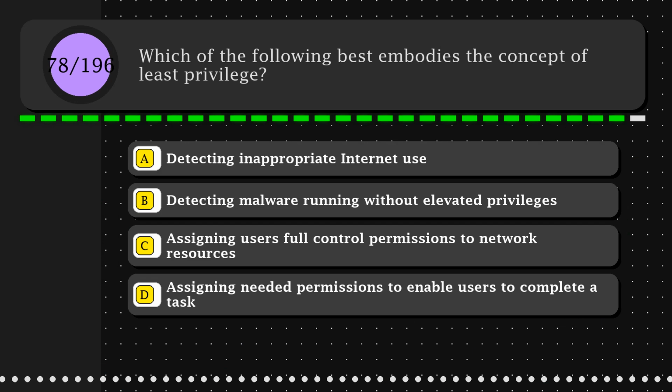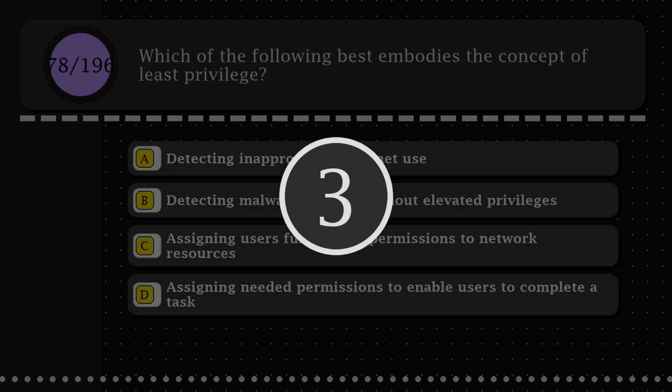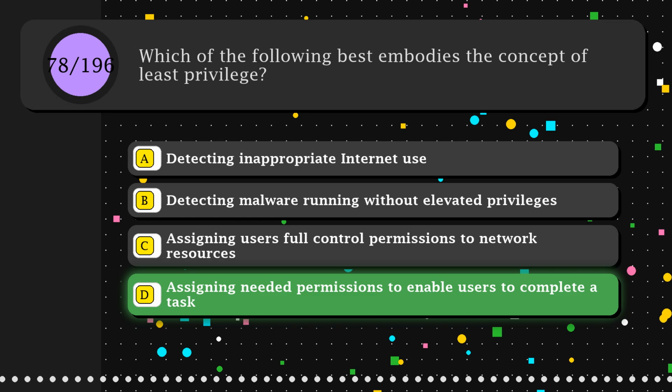Question 78. Which of the following best embodies the concept of least privilege? Option A, detecting inappropriate internet use. Option B, detecting malware running without elevated privileges. Option C, assigning users full control permissions to network resources. Option D, assigning needed permissions to enable users to complete a task. The correct answer is option D, assigning needed permissions to enable users to complete a task.